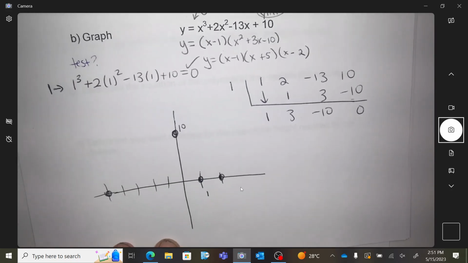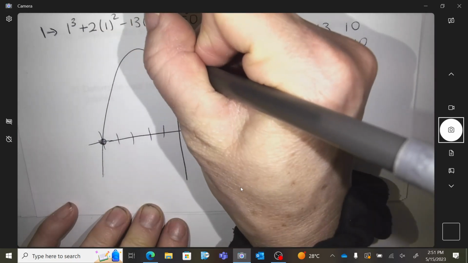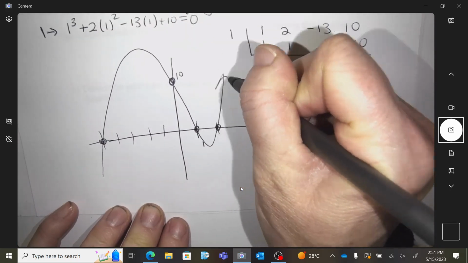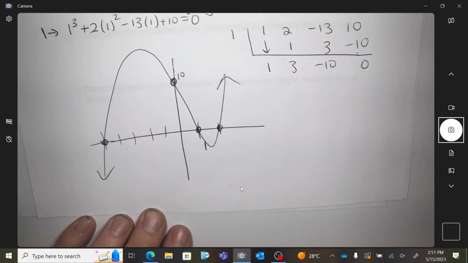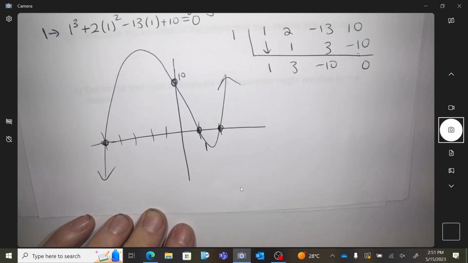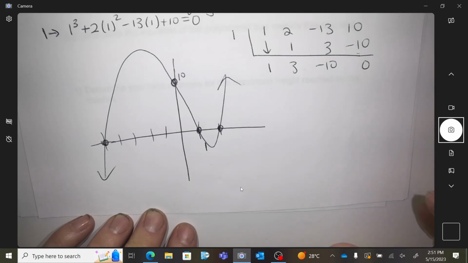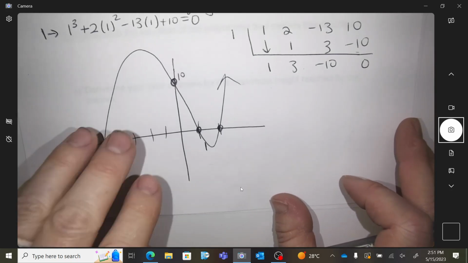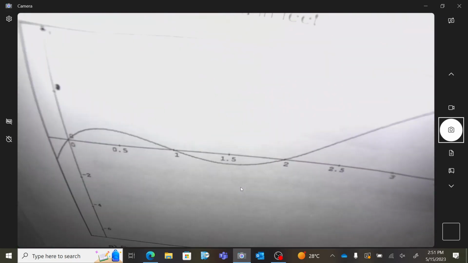Okay, so I have all 3 x-intercepts, my y-intercept, and I knew my shape. We had no bounces or flattens, so there's my shape. Okay, and look at my graph. I have at least one thing labeled on each axis, and then I'm good. Okay, I think we have some word problems next.